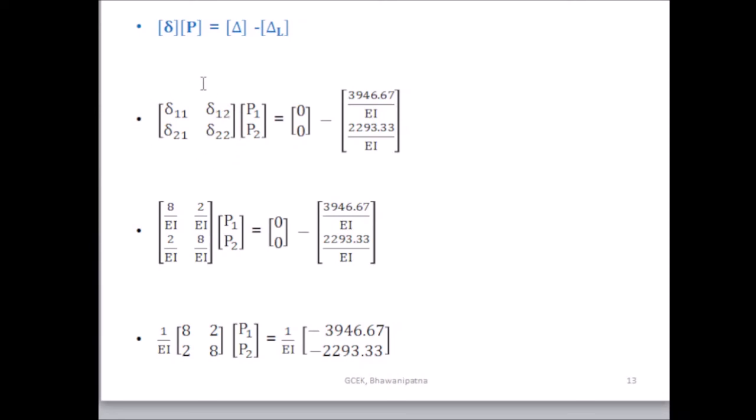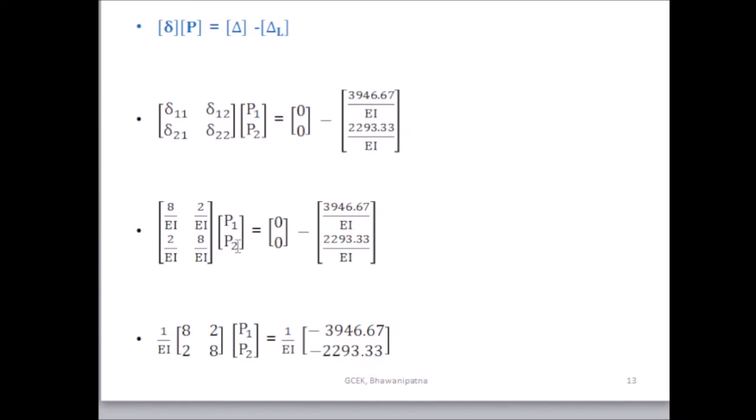You already have the flexibility matrix, and these are the redundants. You are taking two coordinates: the redundant at coordinate 1 is P1 and the redundant at coordinate 2 is P2. The final displacement at 1 and 2 is 0, and this is the displacement due to the external loading, which you already got. Then this is the expression. You have to put in the values delta 1 1, delta 1 2, delta 2 1, delta 2 2.